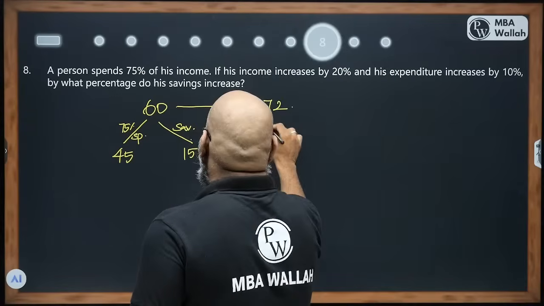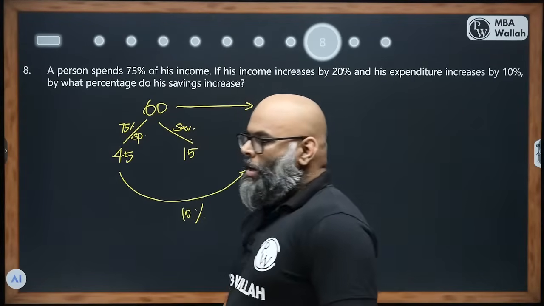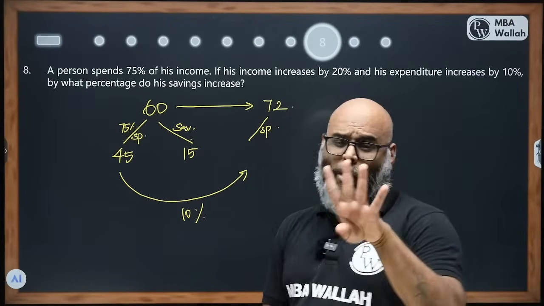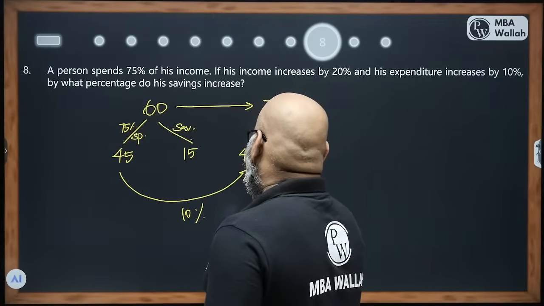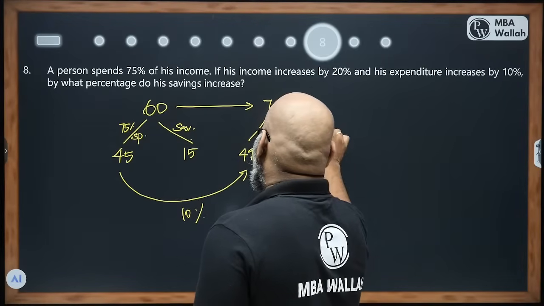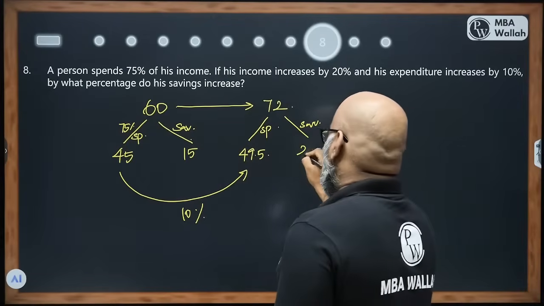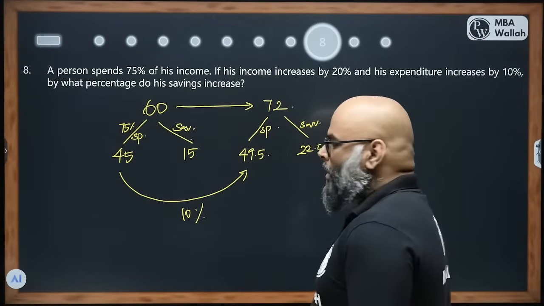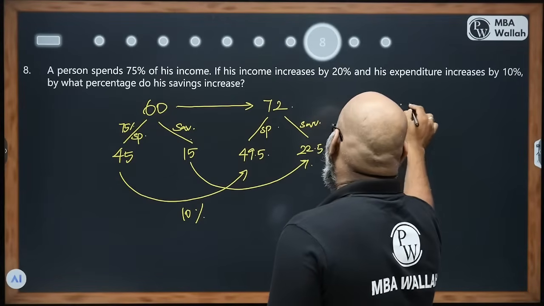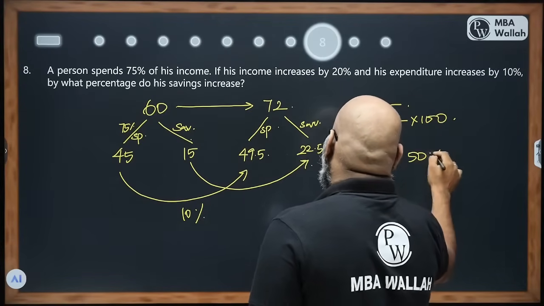Your spends has increased by 10%, right? 10% of 45 is 4.5, so this value will be 49.5. Which means the rest will be your savings, which is 22.5. From 15 to 22.5, that's an increase of 7.5. From 15 into 100, still 50%.